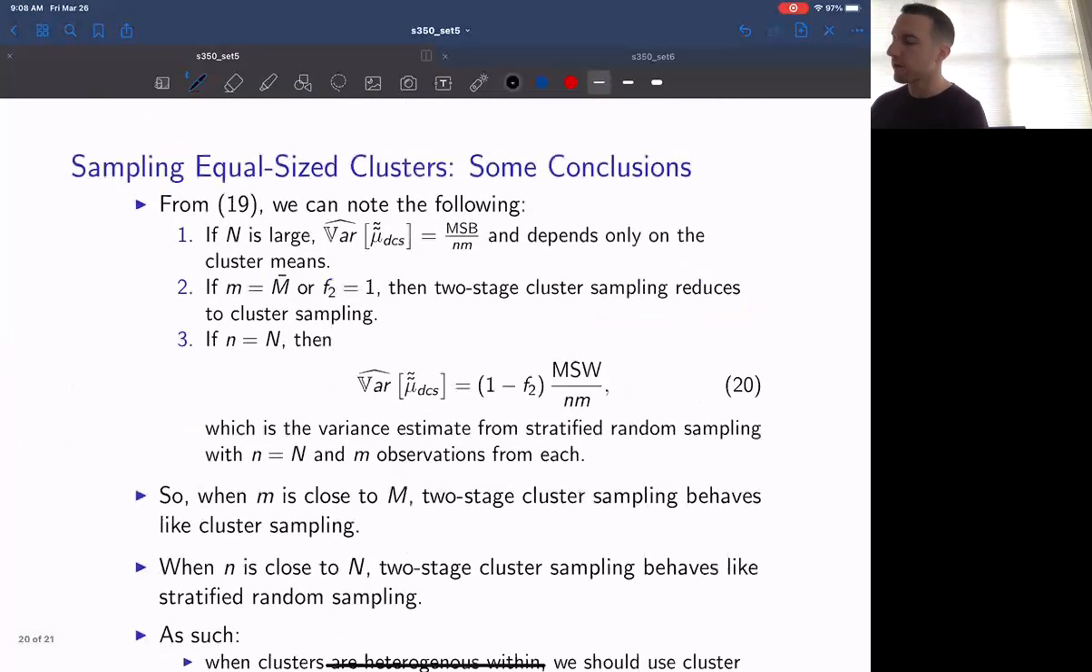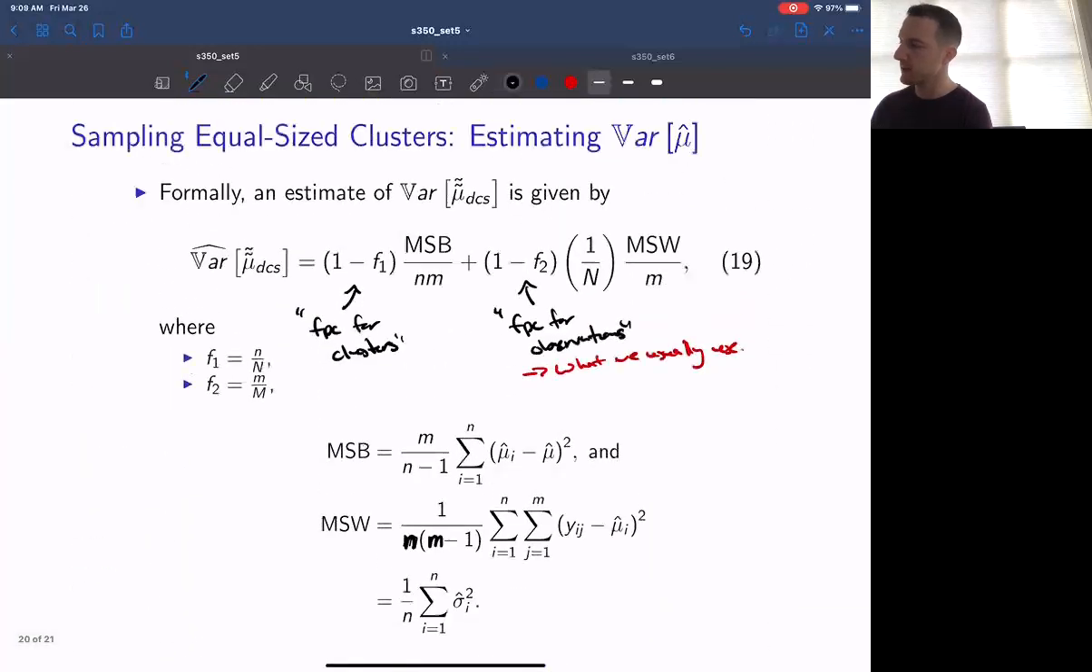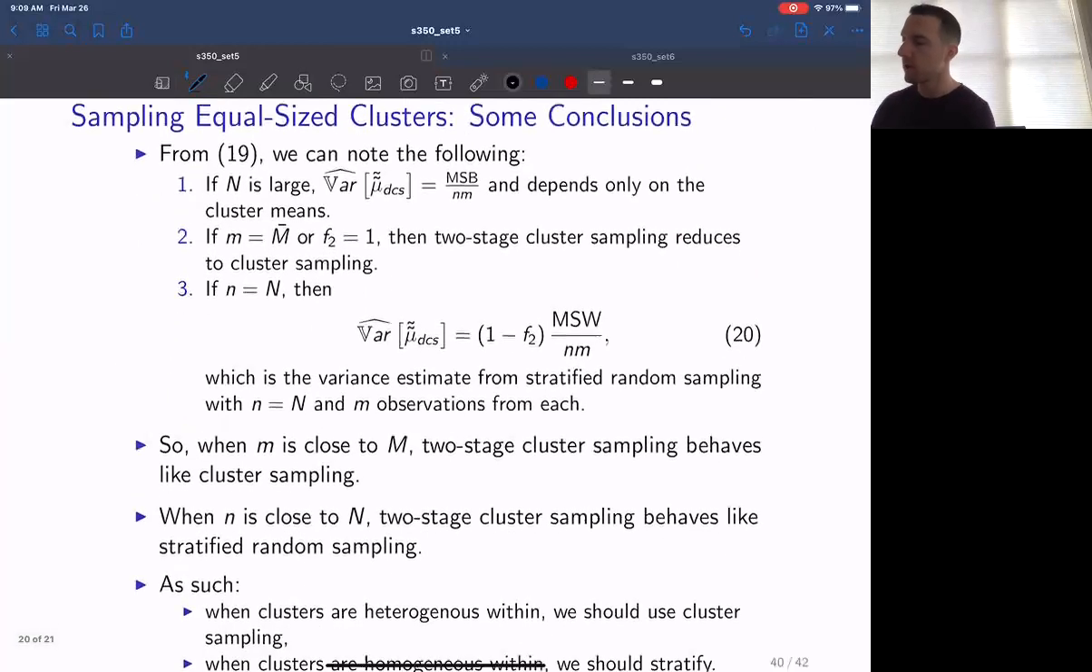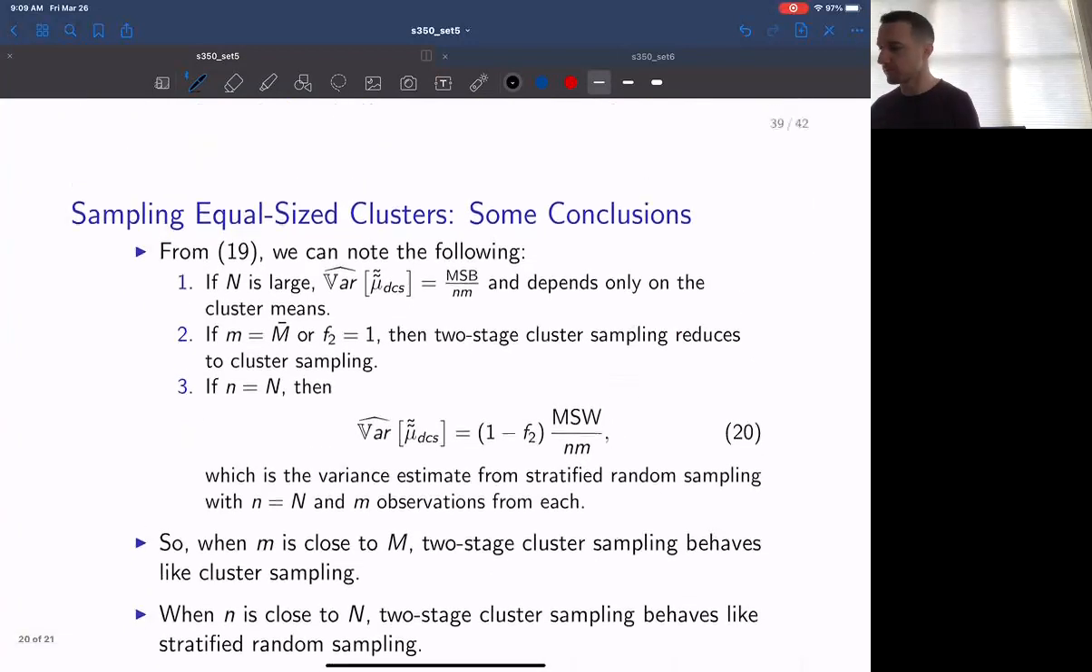All right. So from equation 19, from this approximation to the variance, we can make a few interesting notes. First off, when capital N is large, so when the number of clusters is large, the estimate for the variance of our two-stage estimator is the mean squared between divided by nm. So it only depends on the cluster means. If little m is equal to capital M bar, or F2 is equal to 1, then two-stage cluster sampling reduces to individual cluster sampling, right?